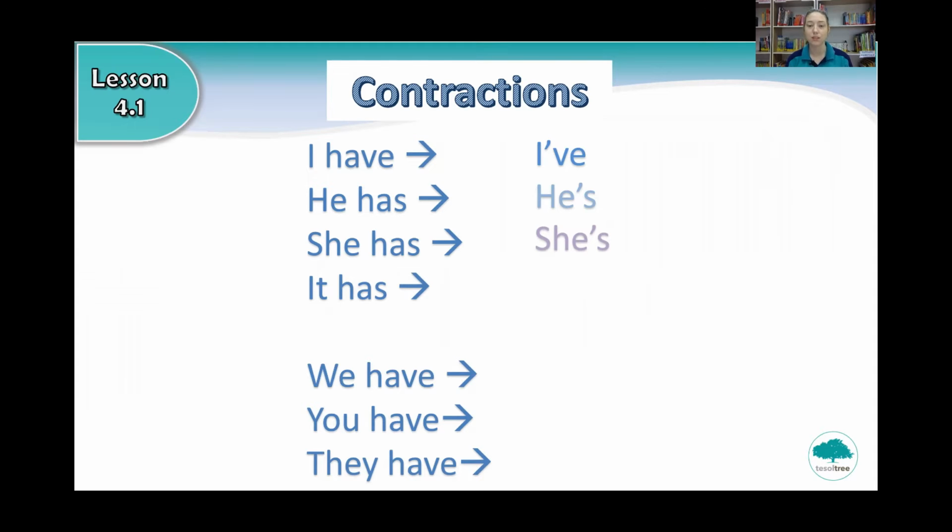Say she's. What about it has? Very good. It's. Say it's. And we have, what's the short version of we have? We've. Say we've. What about you have? You've. Say you've. And they have? They've. Very good. Say they've.